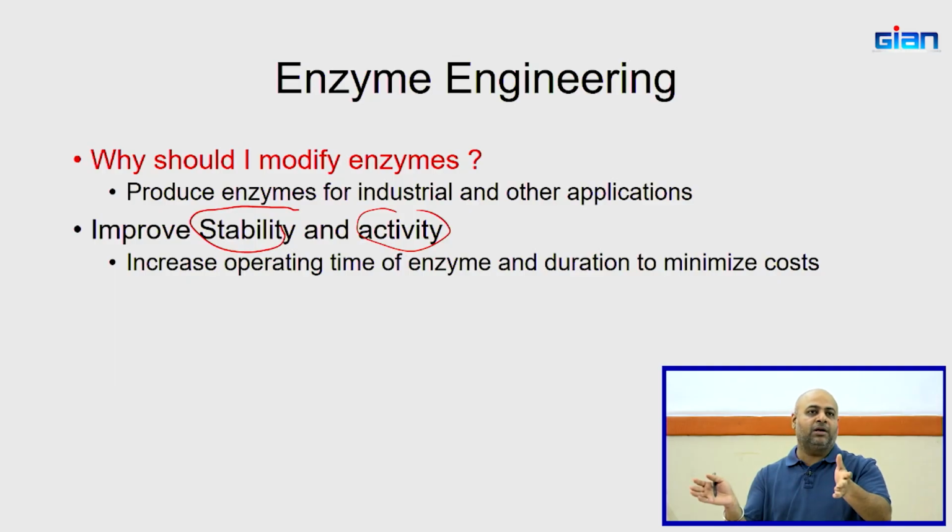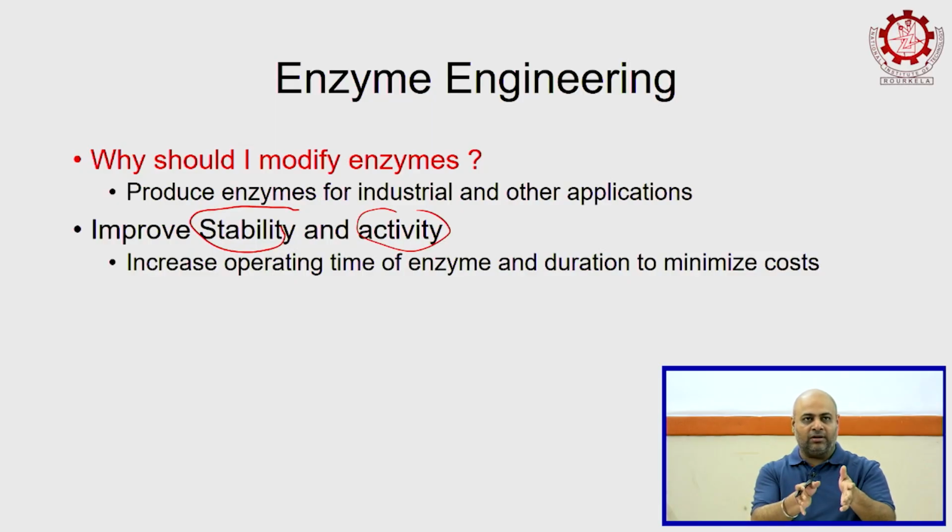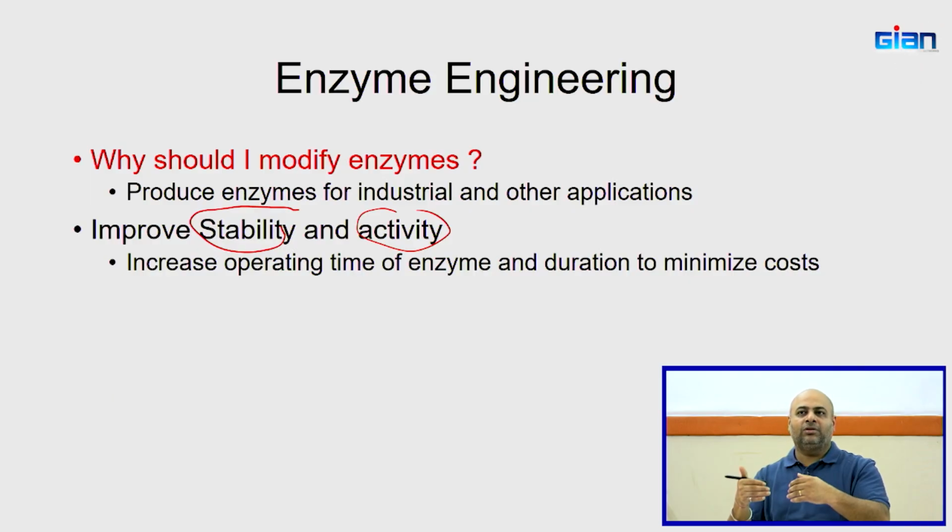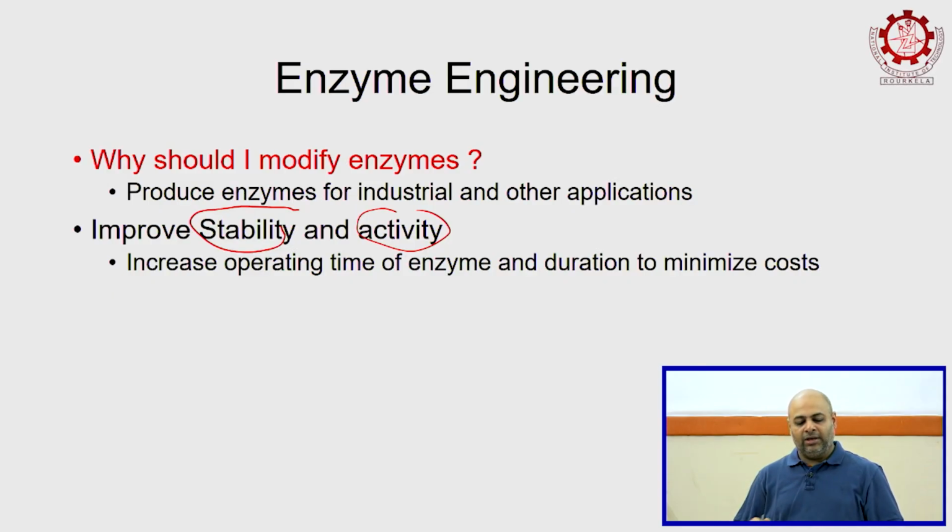If you have multiple drugs that can work against a specific disease, and you can make the modification in such a way that all those drugs can work, then the cost is less. It's not just one drug available in the market. You can have multiple options, right? So increase operating time of enzymes and the duration to minimize the cost.